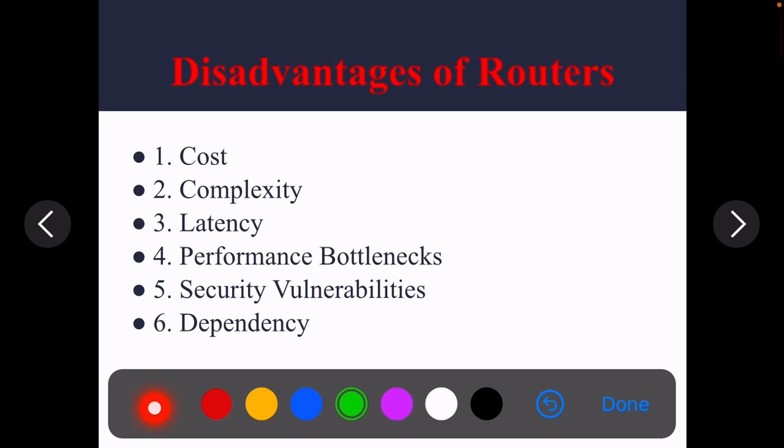So single point of failure is there in dependency. In a network where a single router is a critical node, its failure can disrupt the entire network, and redundancy and failover mechanisms are essential but add to the complexity and cost. Okay, so these are the problems of the router.